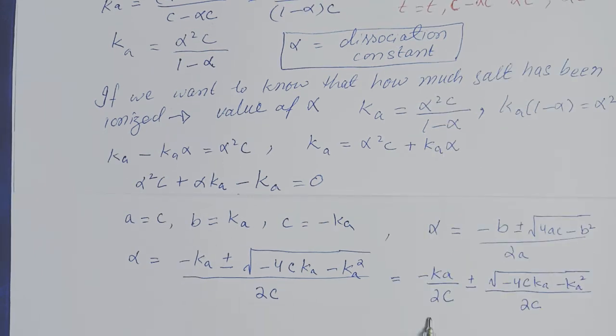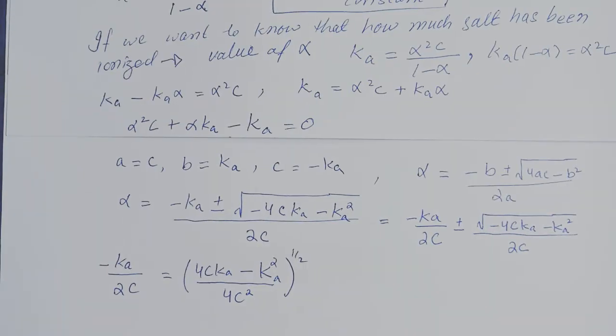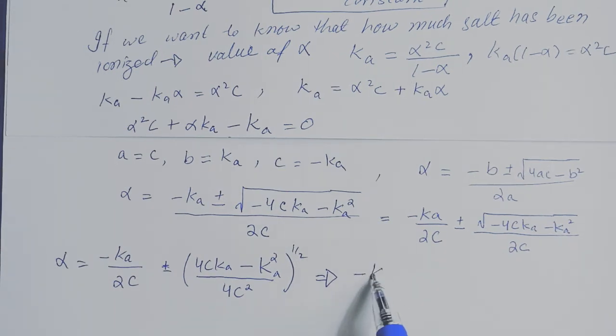So now I have further simplified this equation. Here we can see that the second component of this side, that is the square root term over 2c, we can take the whole square root by taking the square of this term. Here we can get 2c again if we take the square root of 4c square. Now we can resolve this LCM, minus Ka over 2c, that is plus minus 4c Ka over 4c square.